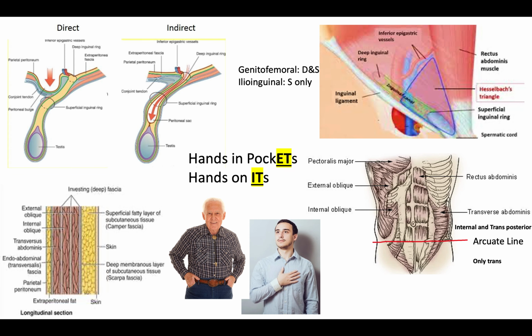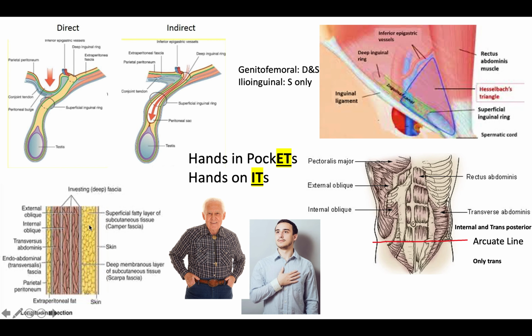So I know there's a lot going on here, so let's start with the basics. Here I'm going to direct you to the bottom left of the screen, where you have the different layers of the abdomen, starting with, of course, the skin, and then you have the subcutaneous or fatty layer. This layer is called the Camper's fascia.